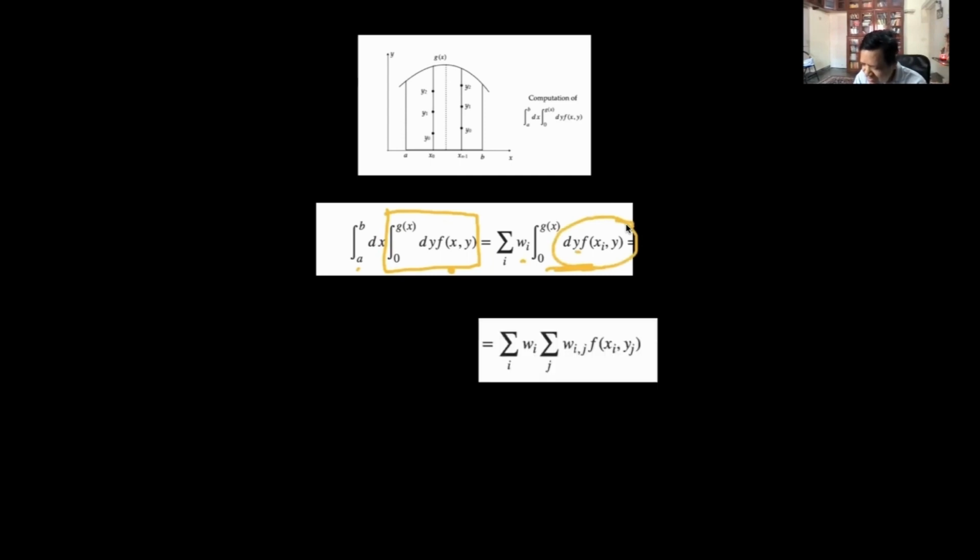Now I replace this y integral by a discretization along the y direction: wij f(xi, yj). So we need weights wi and wij, where wij is along the y direction. I'm writing wij because it's a function of x. Use 3 points and use Gauss quadrature or Newton codes. But this is not just wj, it depends on i.